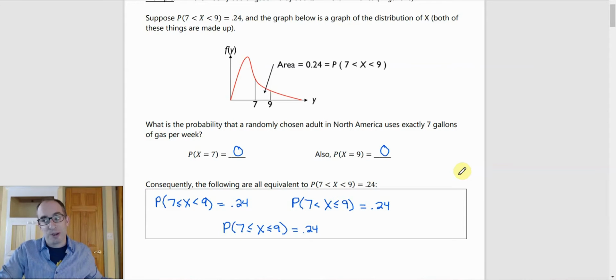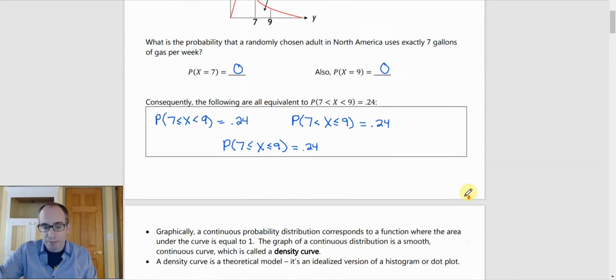That's a little weird, right? If you're not used to it, it's really weird that less than and less than or equal to work out to be the same thing. And that's just a quirk of continuous variables where there are so many possible values that the probability of any individual value is 0. And this is just sort of a consequence of that.